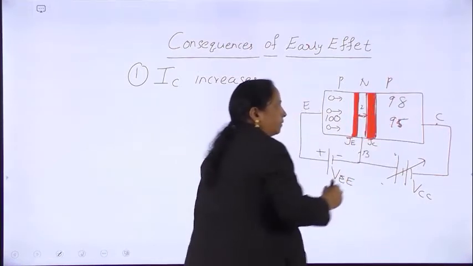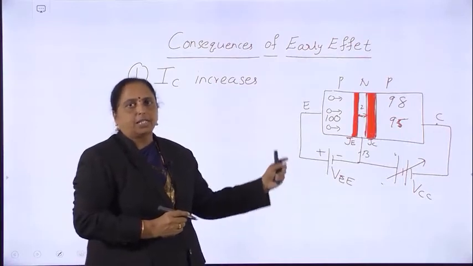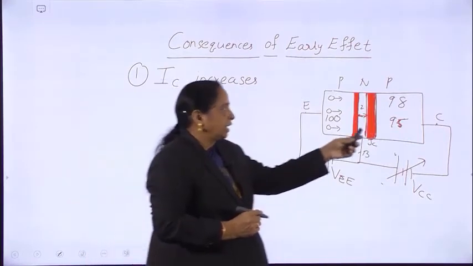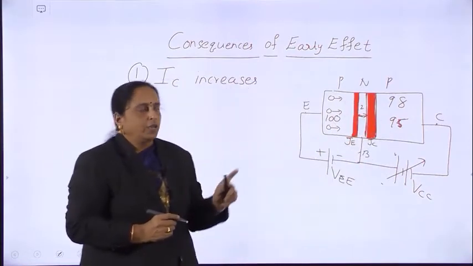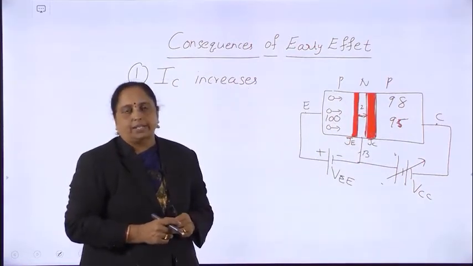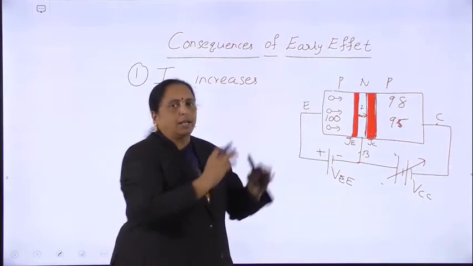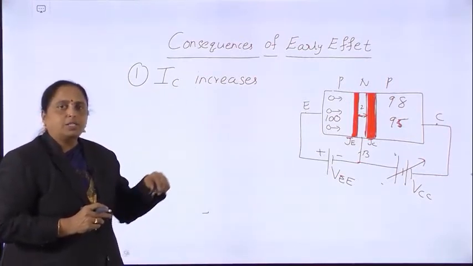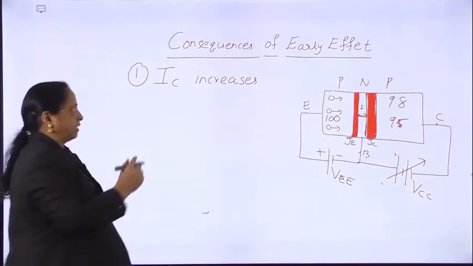Therefore, the majority of the carriers starting from the emitter reach the collector. Initially, the collector current is only 95. Now the number is increased to 98. Therefore, the collector current increases. So, due to the early effect, the first consequence is towards the collector side: the collector current increases.